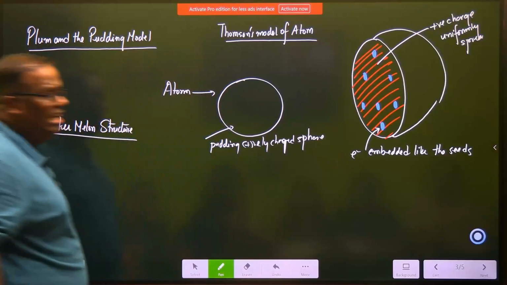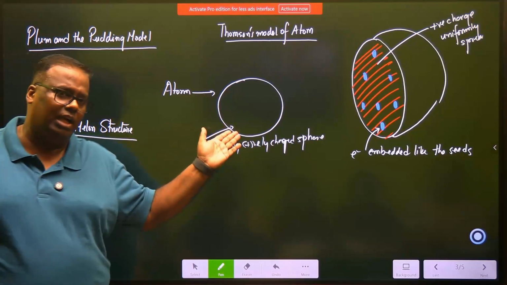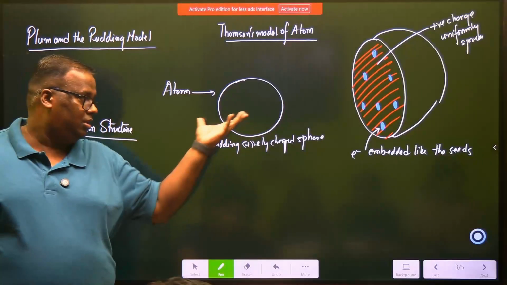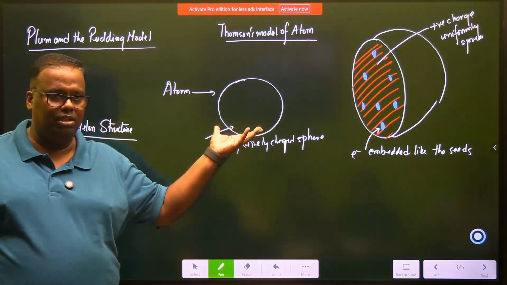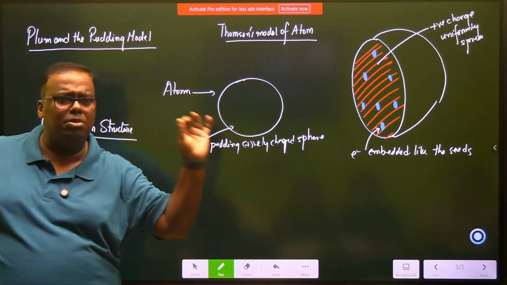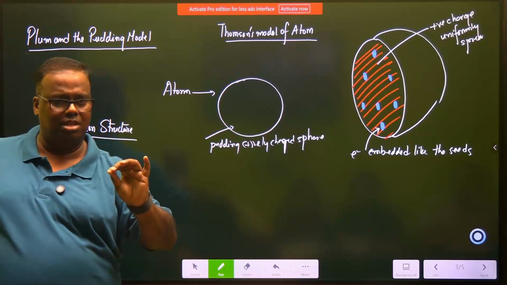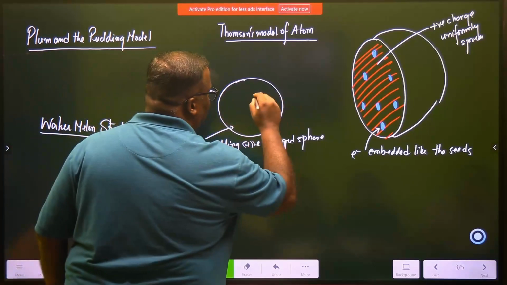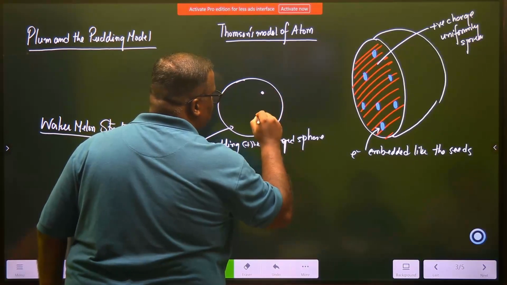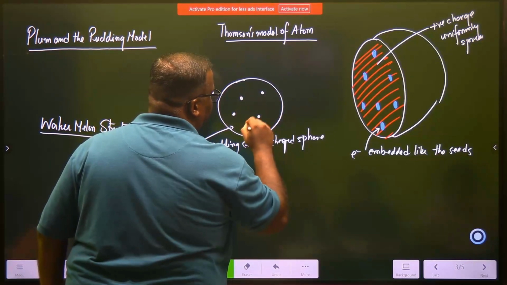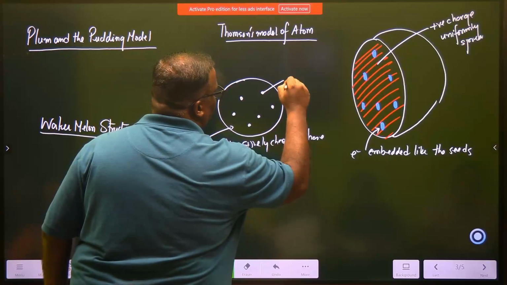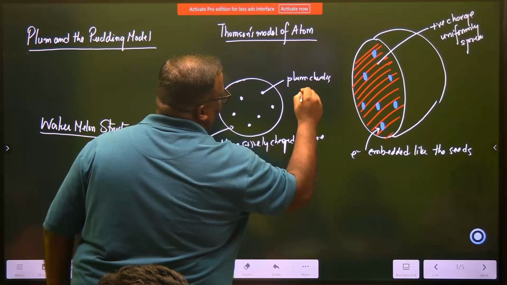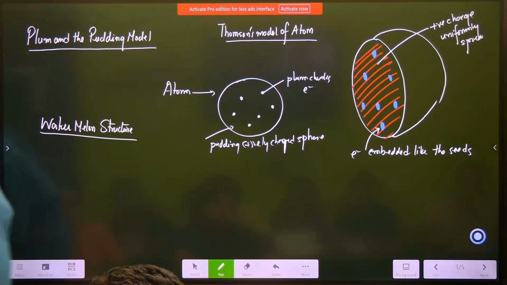See, if any Indian would have done them, we would have called it the Kalakand and the Badam model. The atom is a 3D model of a Kalakand with pieces of Badam embedded on it. And the Badams are what? The electrons. So here we had, and then we had small chunks of plum. These are the plum chunks, and these represent the electron.